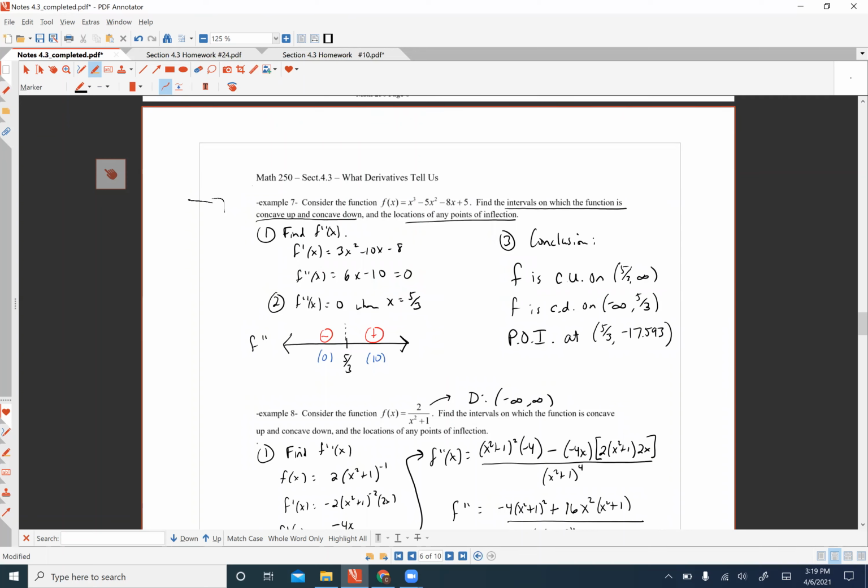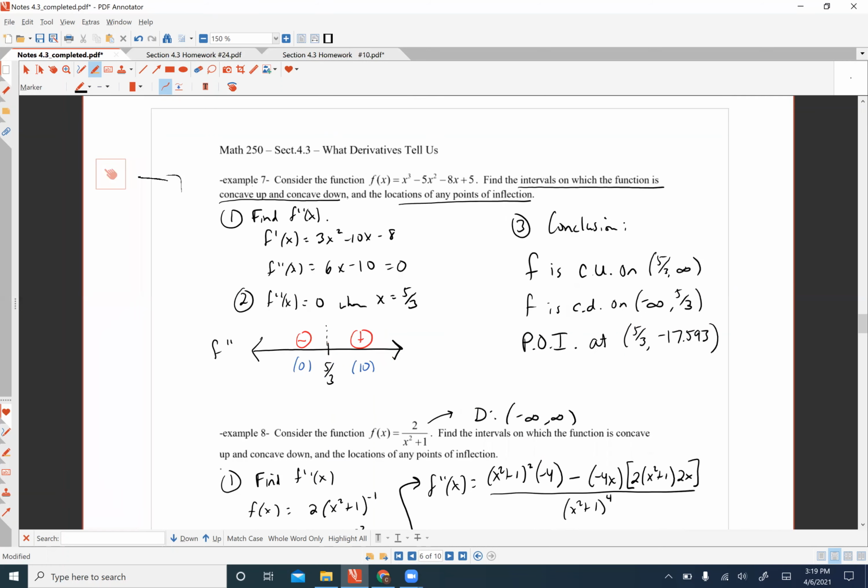So we have this polynomial x cubed minus 5x squared minus 8x plus 5. We want to find where the function is concave up and concave down and locate any points of inflection. So again, you're going to have to compute the second derivative.